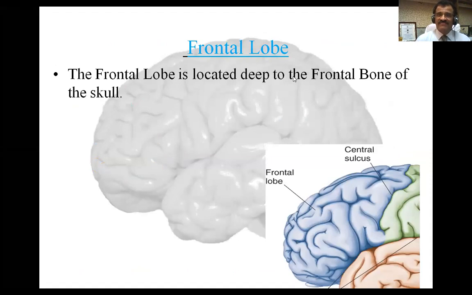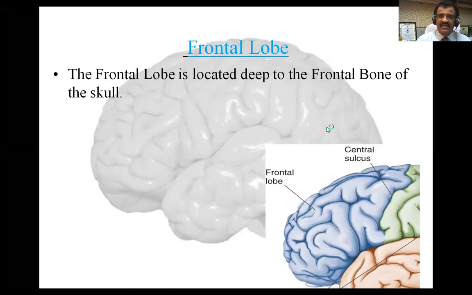Now we'll go to the frontal lobe. As it is named frontal lobe, this lobe of the cerebrum or cerebral hemisphere lies just beneath the frontal bone. Here you can see the frontal lobe of cerebrum. Can you see the cerebrum? It is shown in blue color, mostly sky blue. The frontal lobe is deep to the frontal bone of the skull. Here you can see, in front of the central sulcus.